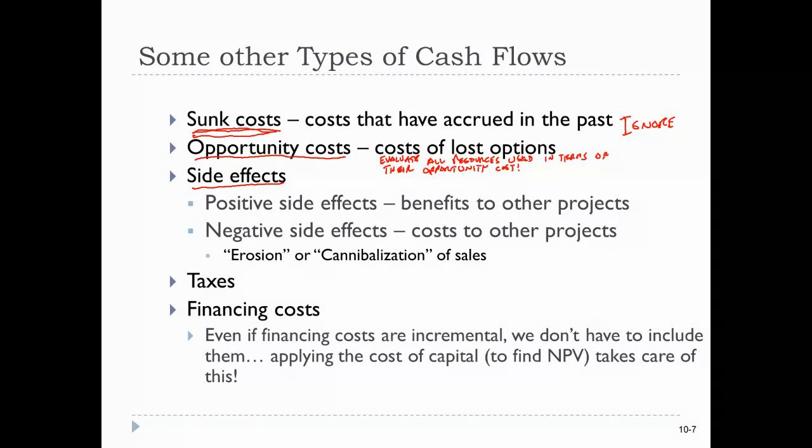There can also be negative side effects. These are things like, typically what's referred to as erosion of sales or cannibalization of sales. If we develop a new product, if we're a hamburger stand and we decide to start selling hot dogs too, that's great. We'll get some new customers who want hot dogs, but we might also lose some hamburger customers who choose a hot dog instead. One product eats into the sales of the other product. If that's likely to happen, it's very hard to estimate, to put numbers on this, but if it's likely to happen, it's something that should be considered.